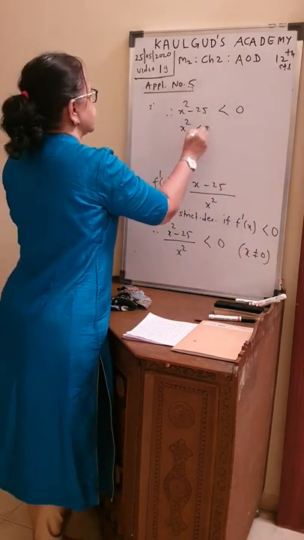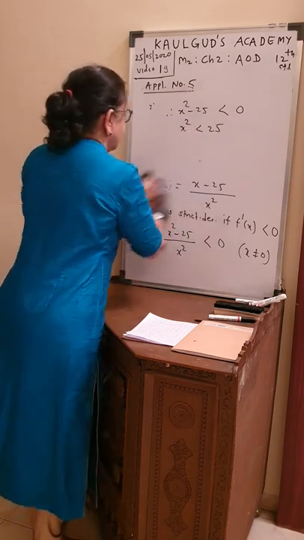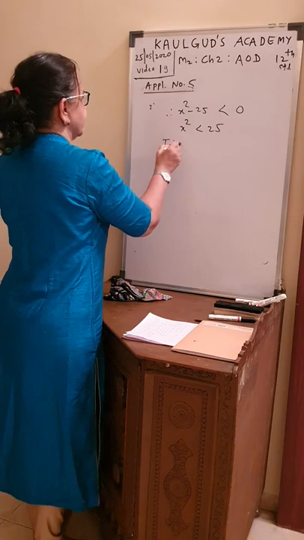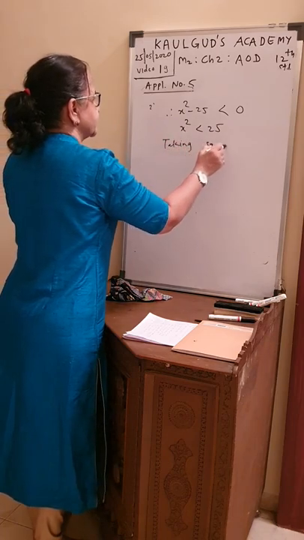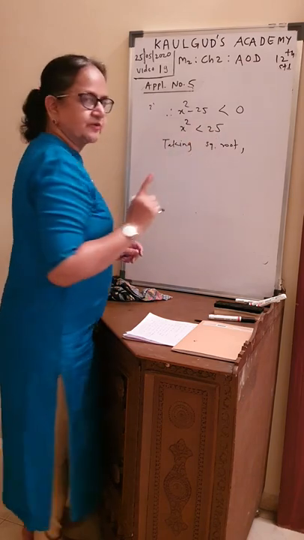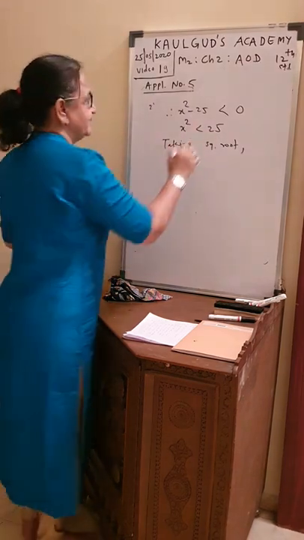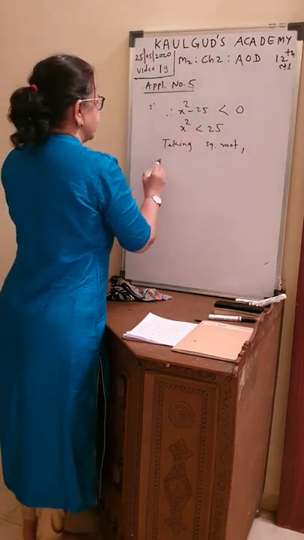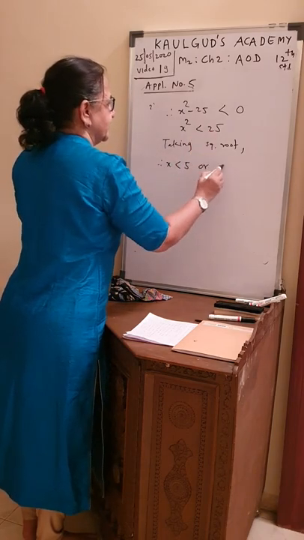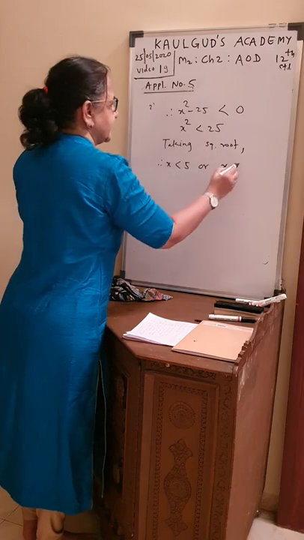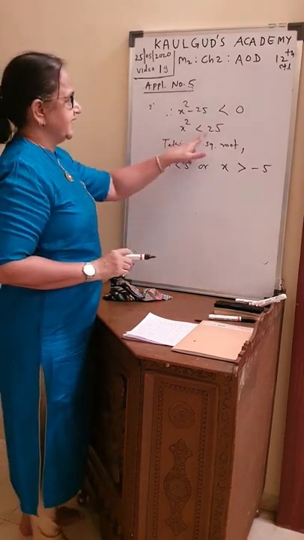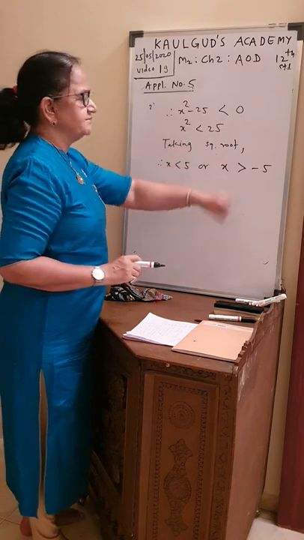So x square less than 25. Now I am taking square root. How will you take square roots? I hope you know this. Because 25, there are two square roots, plus 5 or minus 5. When you take positive, this does not change. X less than 5, or when you take negative square root, sign has to reverse. Less becomes greater. So either x is less than 5 or greater than minus 5.